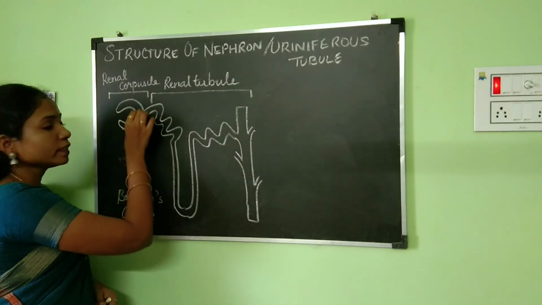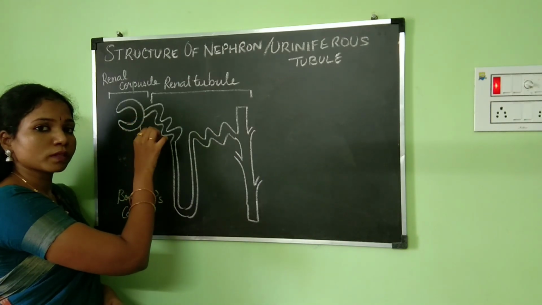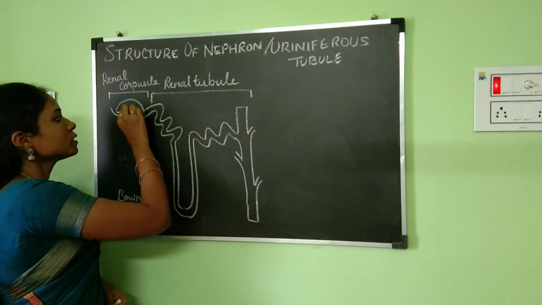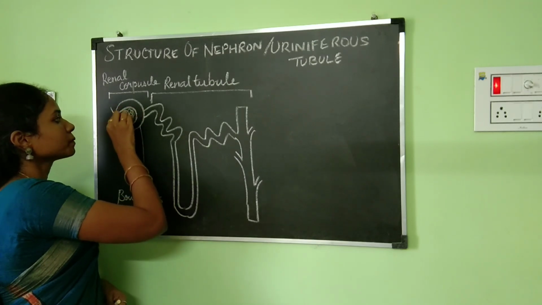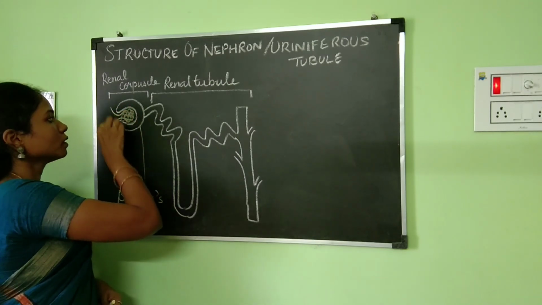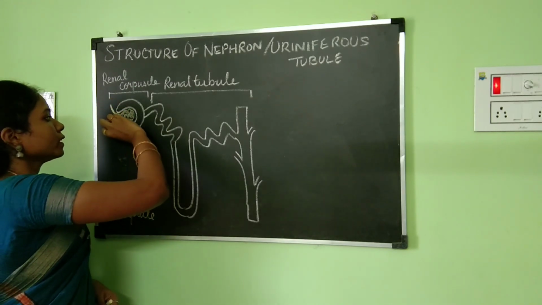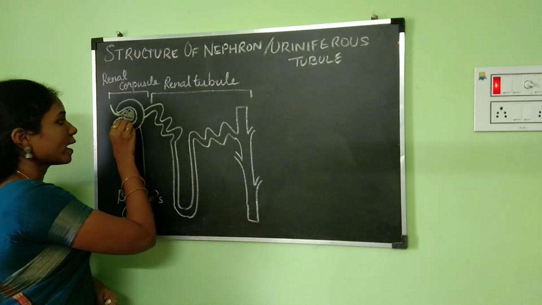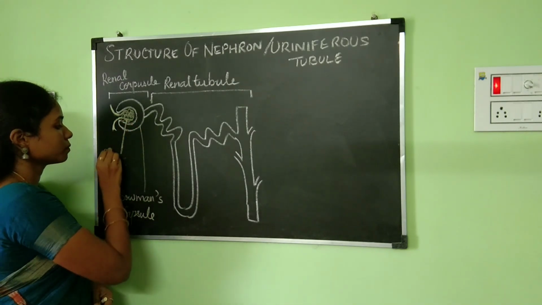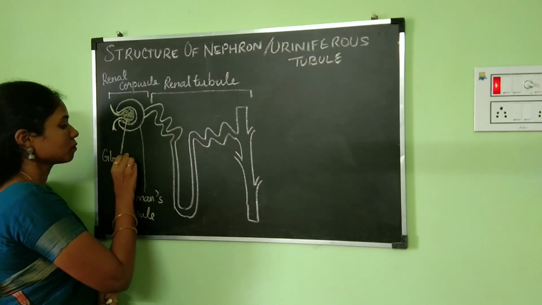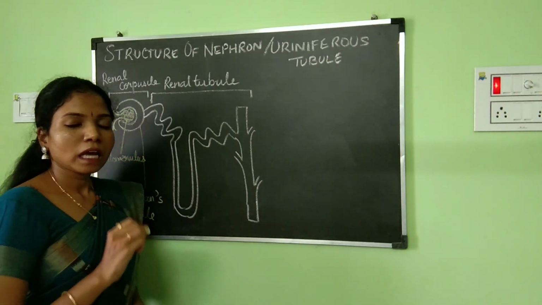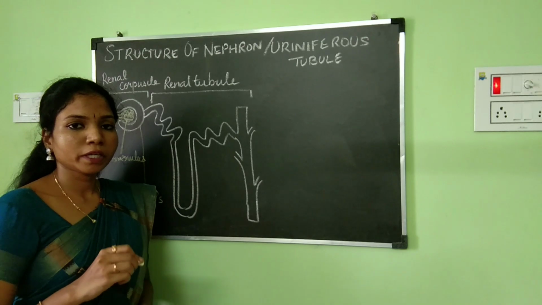Okay, so inside the cup-shaped structure, which is the Bowman's capsule, there is going to be a dense network of capillaries, and that is known as the glomerulus. So what are capillaries? Capillaries are very tiny blood vessels.